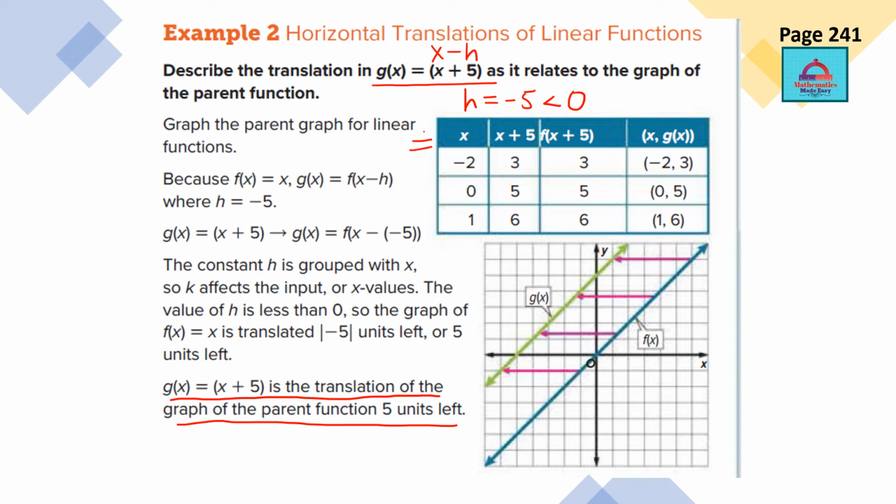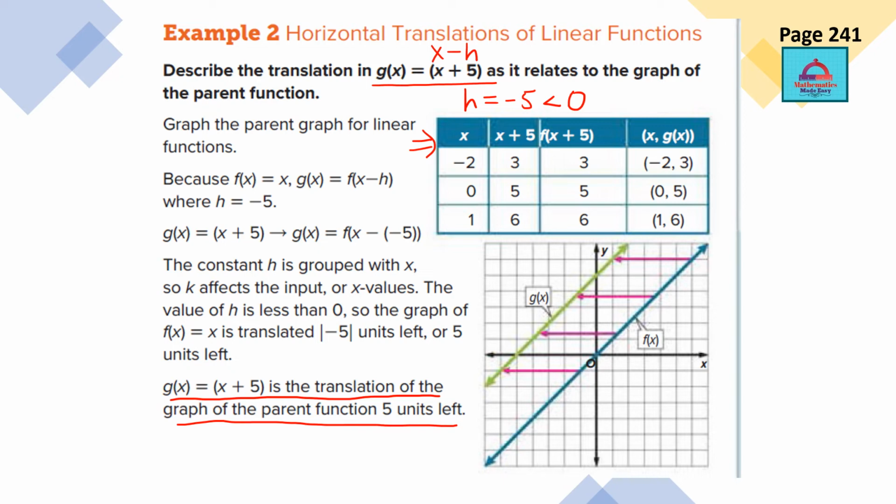Also, let's have a look at the table, how the table will help you to draw the graph. You take some values of x. Here we have taken 3 points: -2, 0, 1. Calculate x + 5. So add 5 to this, you get this.